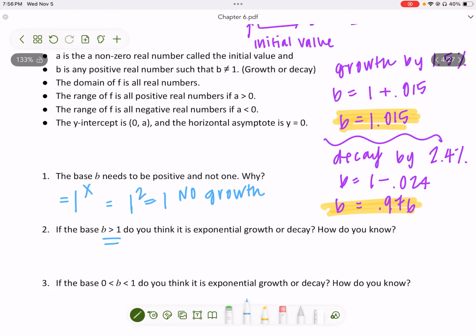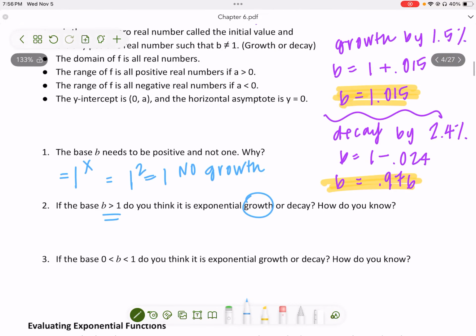If it is greater than 1, it's going to be growth. If it's between 0 and 1, it's going to be decay. So we kind of just hit that right there. So just a quick reminder on that.